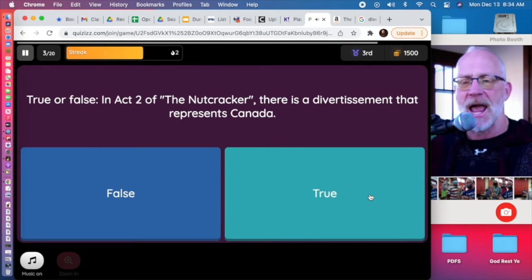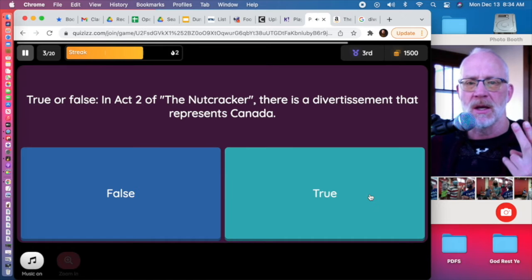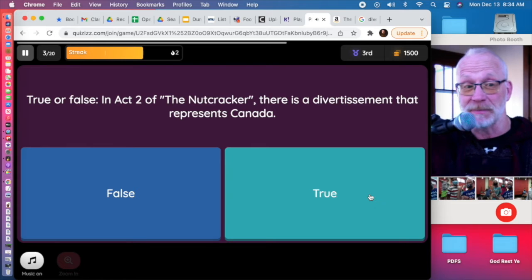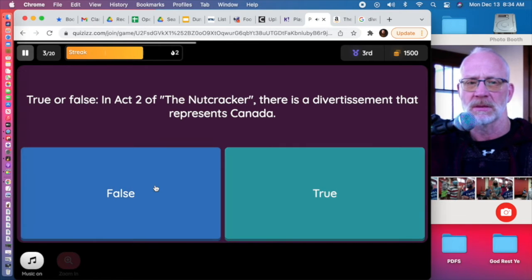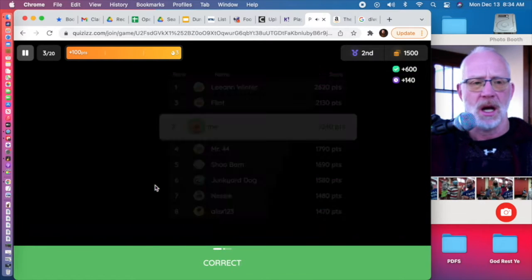True or false? In Act 2 of the Nutcracker, there's a divertissement that represents Canada. Well, we saw Spain, Arabia, China, Russia. Didn't see Canada. I'm going to say false. Oh!